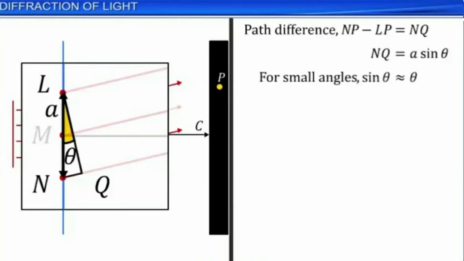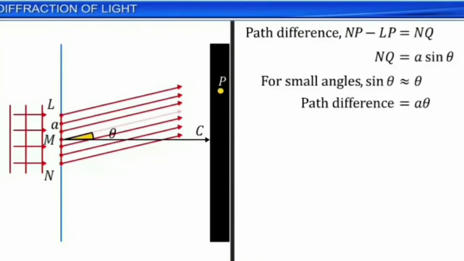Now from the figure, sin theta is equal to NQ divided by LN. Here LN is nothing but the slit width, which is represented by a. Therefore, NQ is a sin theta. For small angles of diffraction, by small angle approximation, sin theta is approximately theta. Therefore, the path length difference becomes a theta. Hence, between two waves which start from two points separated by a distance a, the path length difference when they reach the point P is a theta.